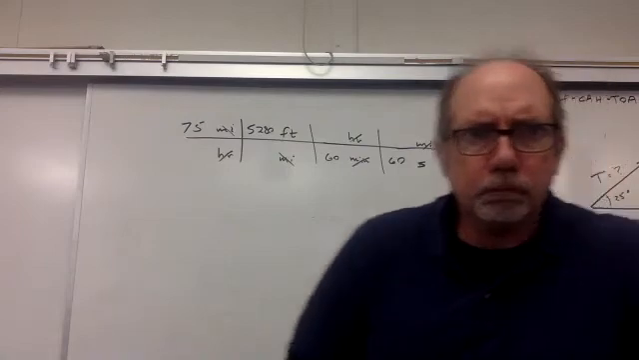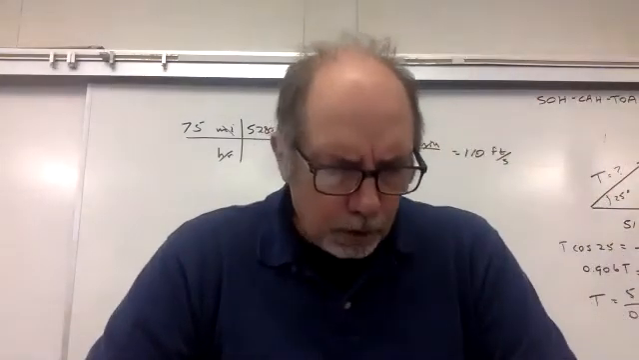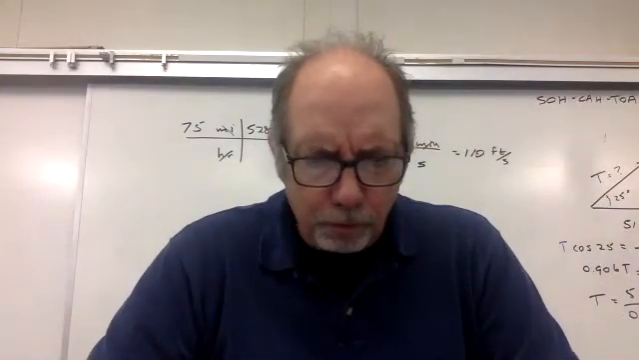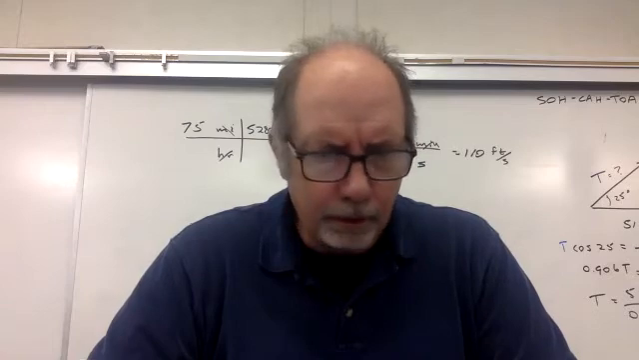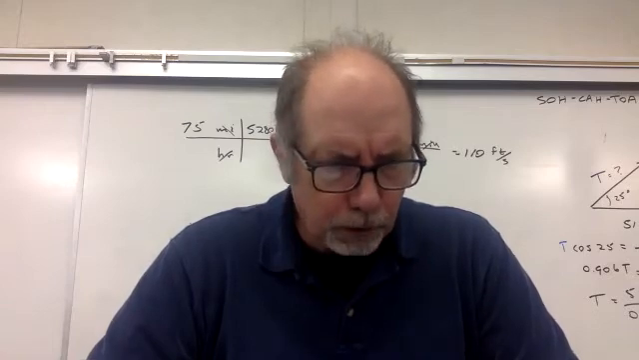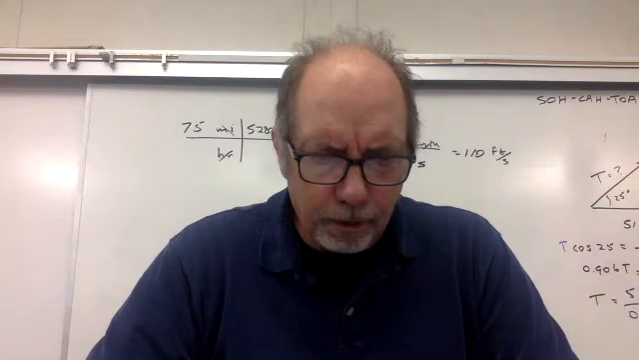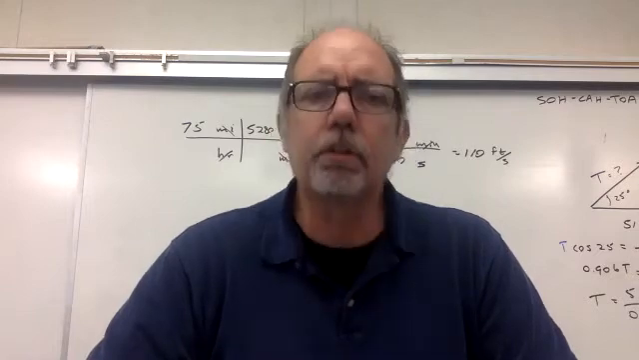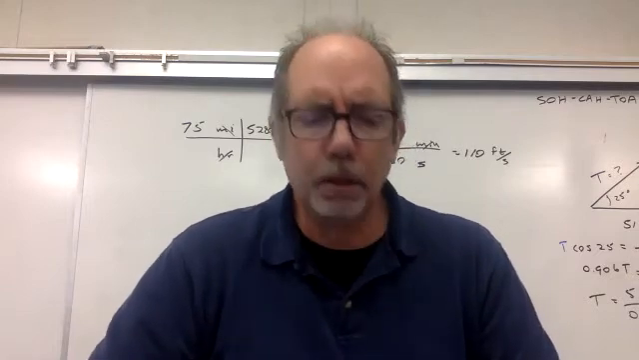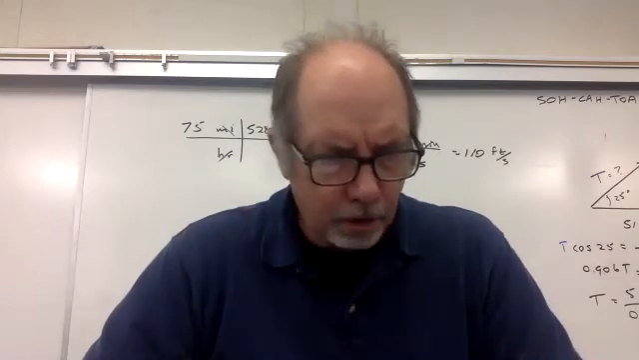Let's see. General equation for a linear relationship is y equals kx, where k is the slope of the line. That is true. Number 5, displacement is a scalar quantity, whereas distance is a vector quantity. False. It's the other way around. Displacement is a vector. Distance is a scalar.